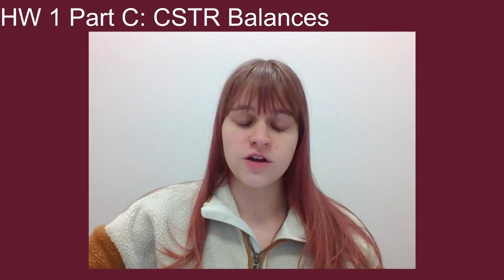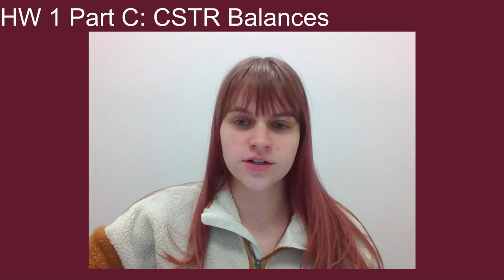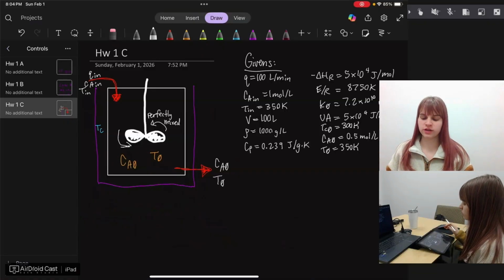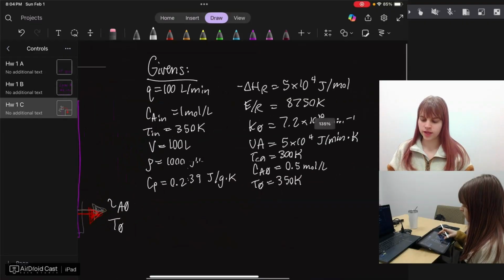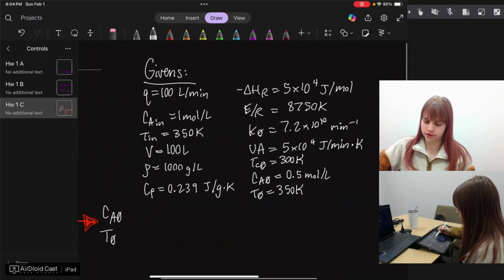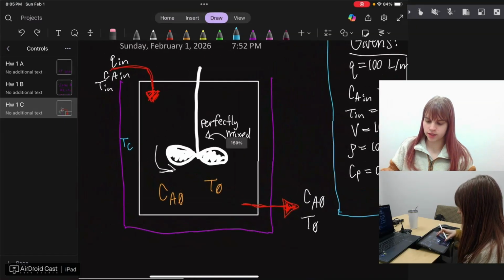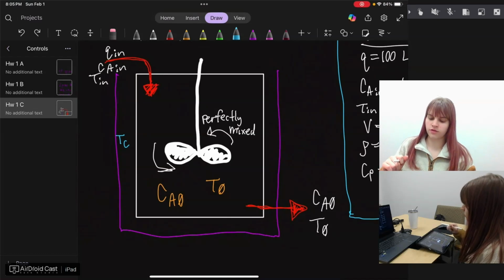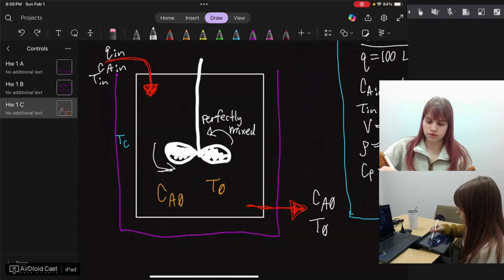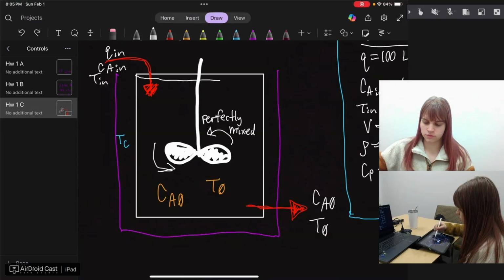So this CSTR is a jacketed reactor. I have already drawn the diagram for us and written down some of our givens right here. I'm going to explain what is going on in this diagram. So this is a tank, and it is jacketed.